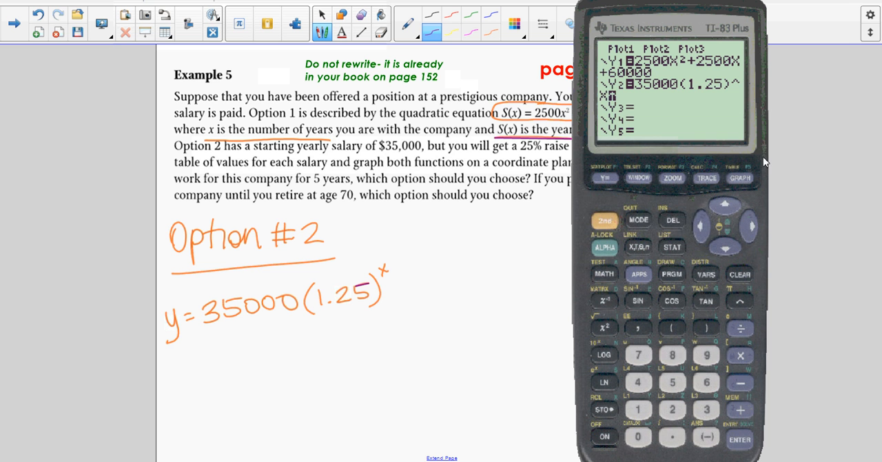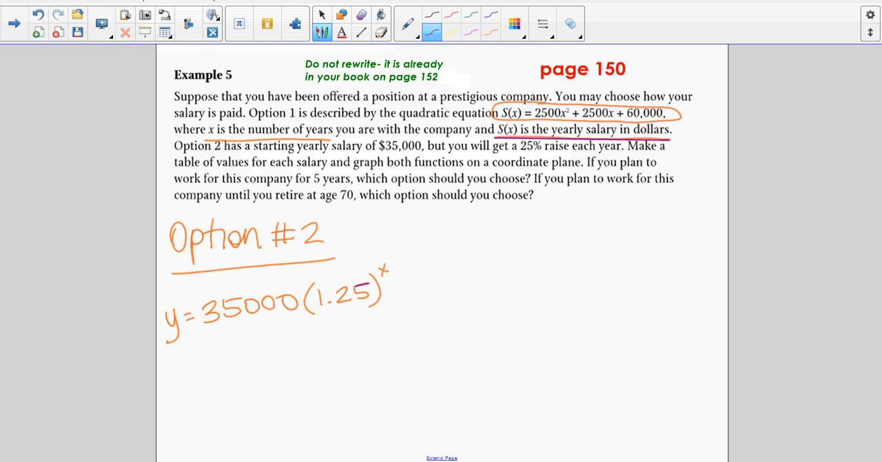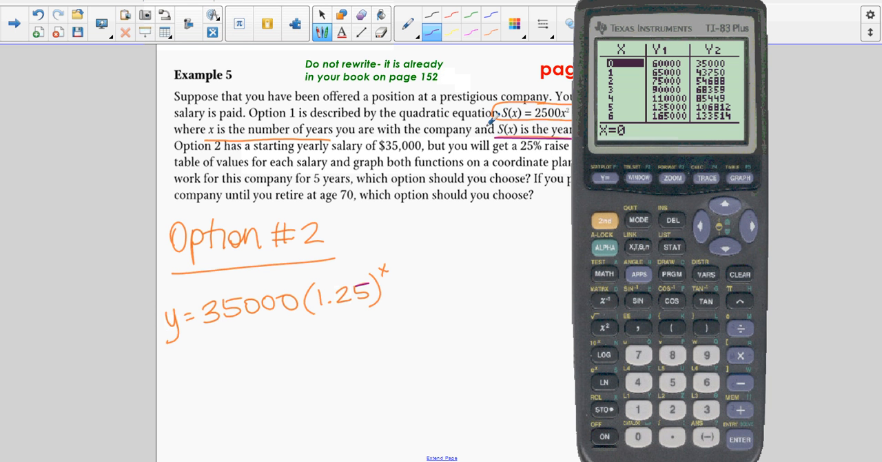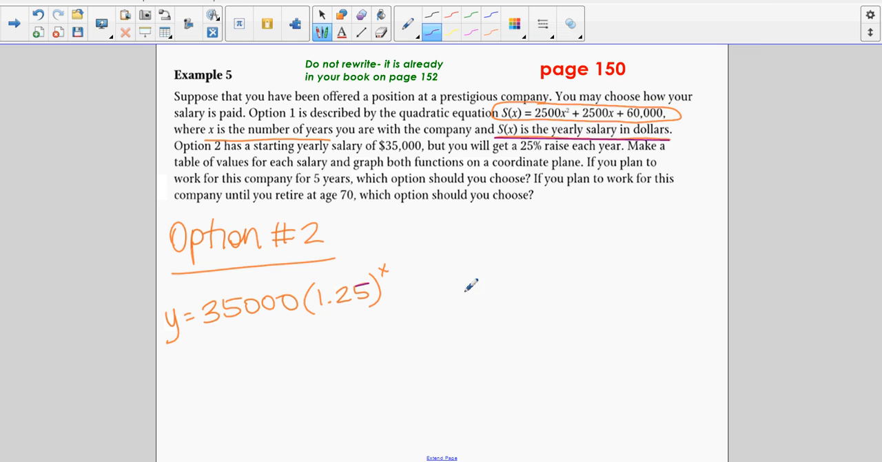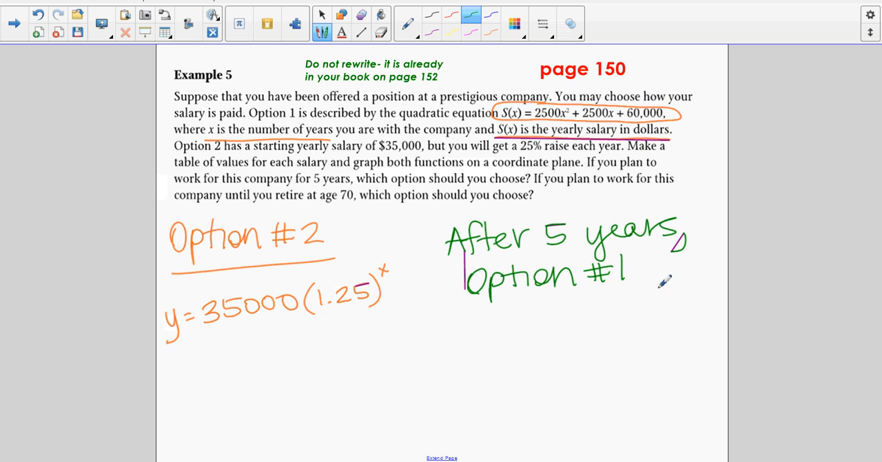Okay. And I'm just going to go to my table, so I can compare, because here it says, if you plan to work for this company for 5 years, which option should you choose? So remember, we have option number 1 in Y1 and option number 2 in Y2. So after 5 years, if you look in option number 1, you're making $135,000, and in option number 2, you're making $106,812. So after 5 years, option number 1 is the better option. Better as in you're making more money.